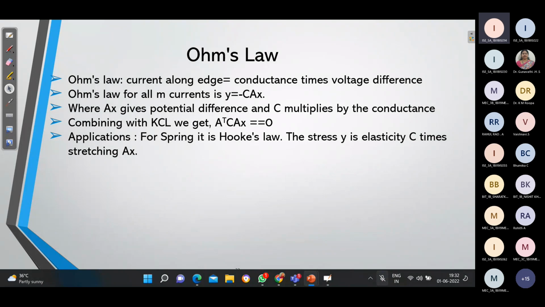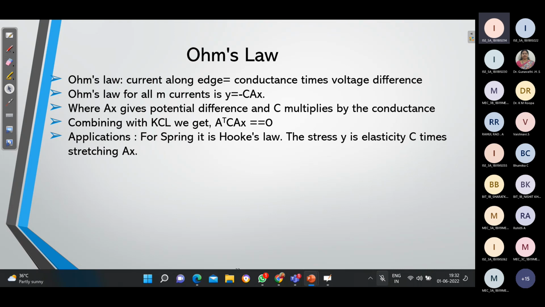That is from one node to another node. Since here we are calculating from the higher potential to the lower potential, we get this negative sign. Usually it is calculated from lower to higher, from node 1 to node 2, but here the potential difference is x2 minus x1, not x1 minus x2. So this negative sign is added for Ohm's law. We can relate this Ohm's law with Kirchhoff's current law.